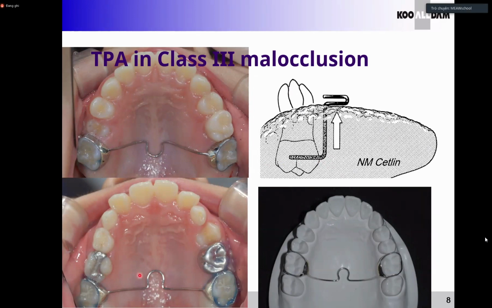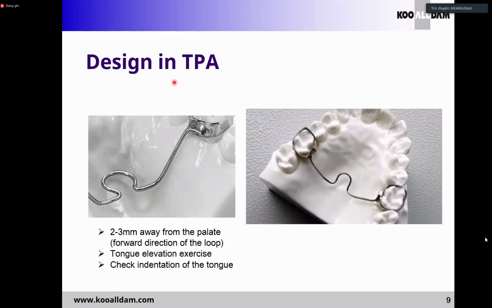However, this time, we may use TPA in class 3 malocclusion. Dr. Satrin used this, and then for intrusion of upper first molar. So the design of TPA in class 3 malocclusion is like this: 2 or 3 millimeters away from the palate. The forward direction of the loop, and we can exercise tongue elevation. Some patients, we can see the indentation of the tongue.